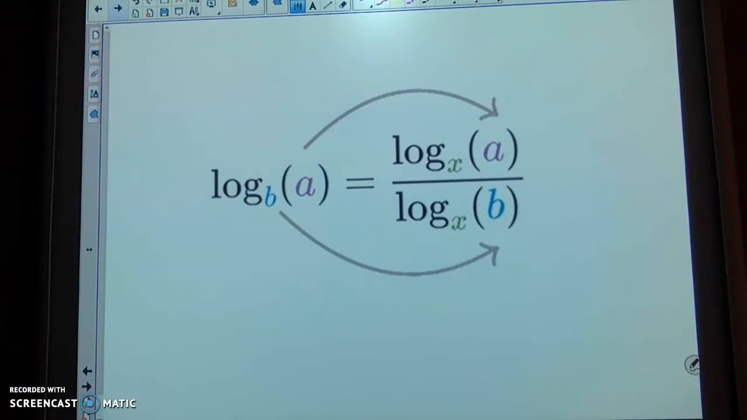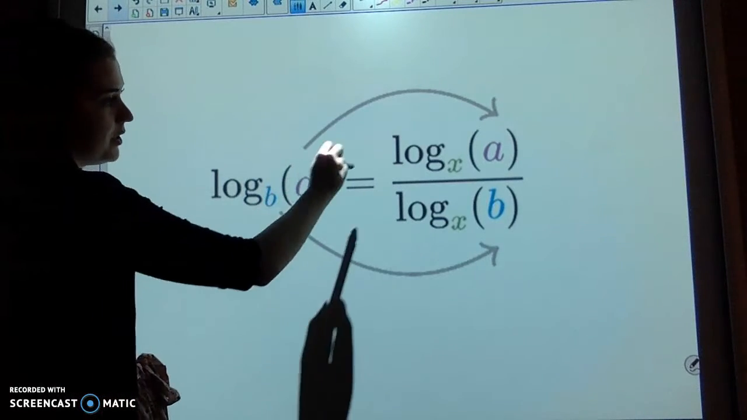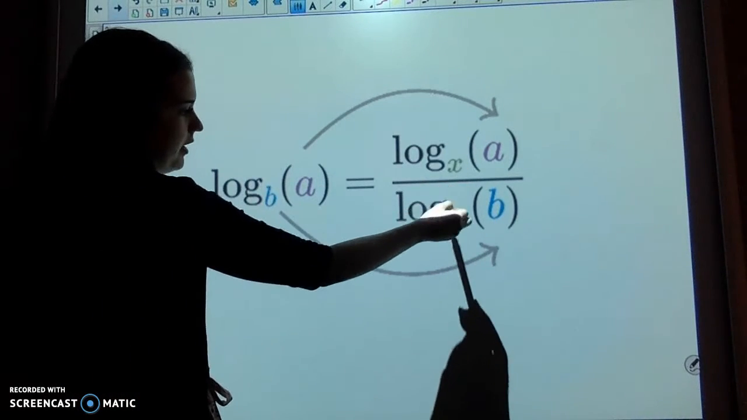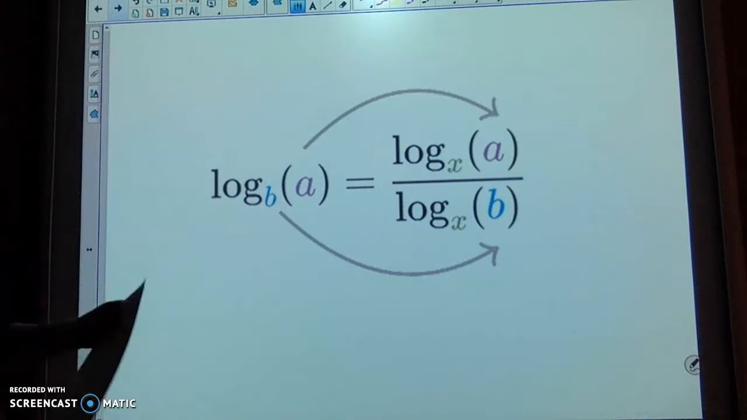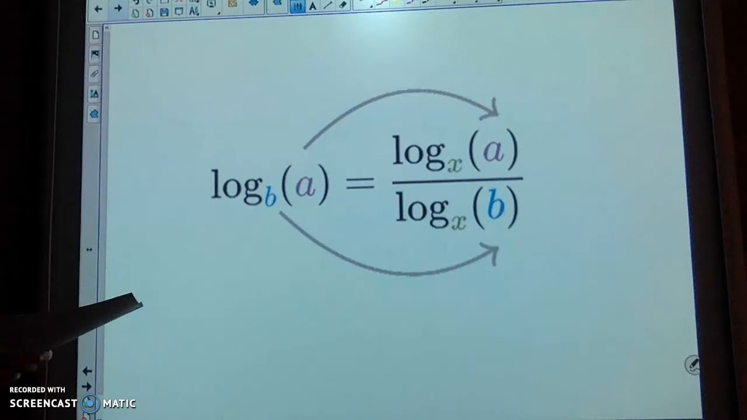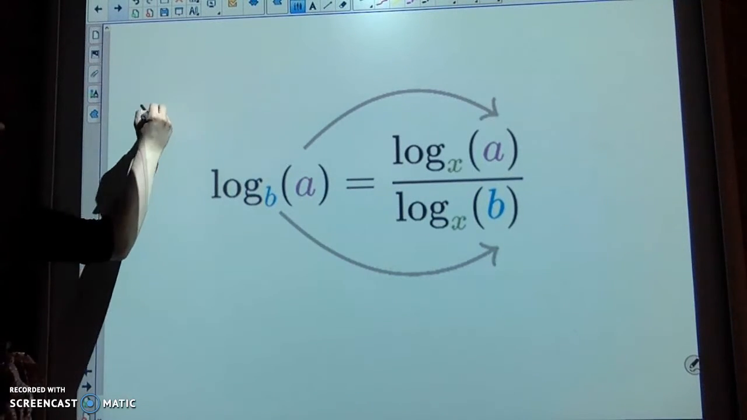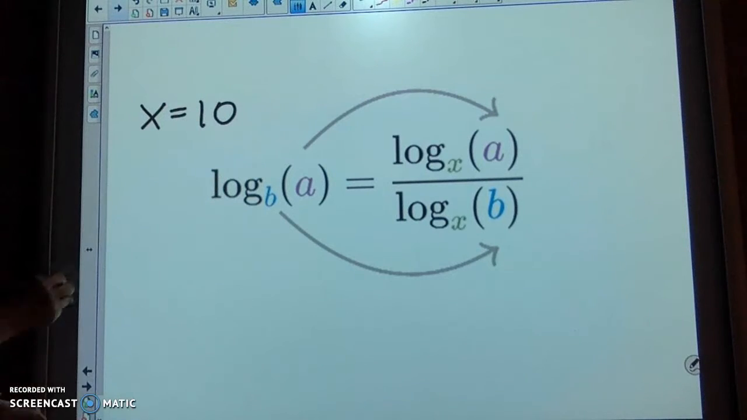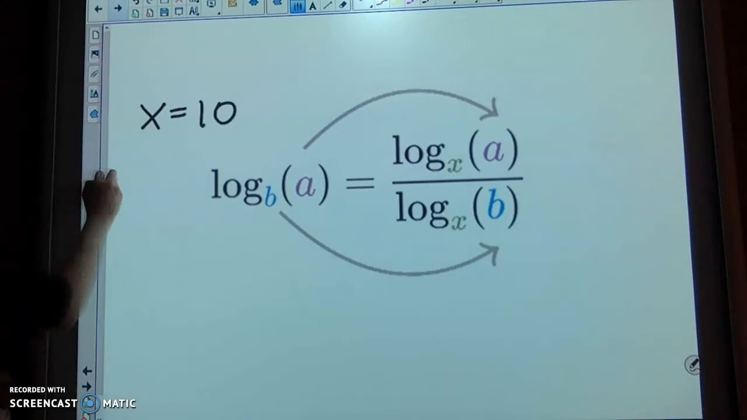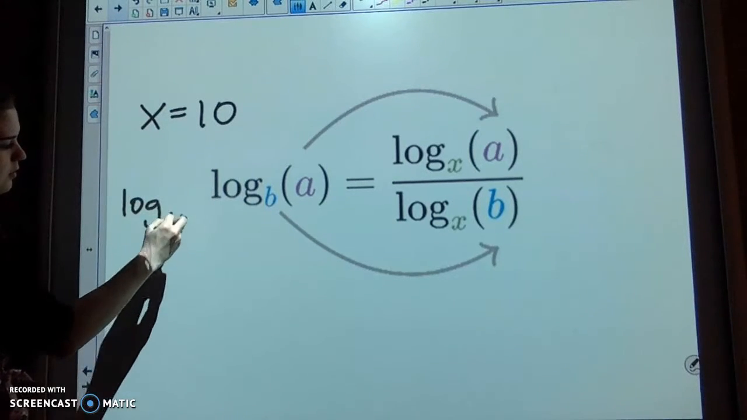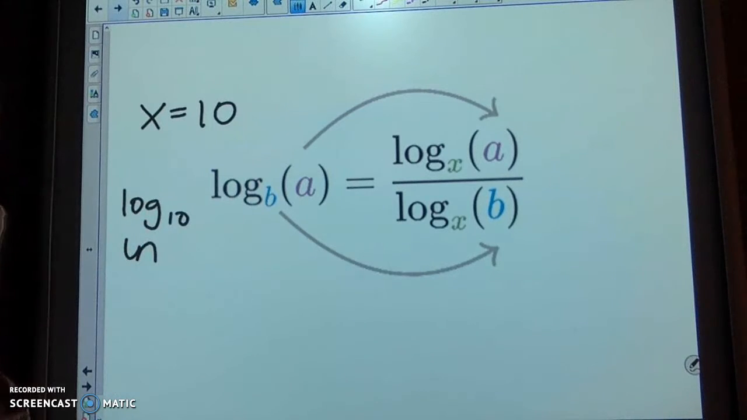We have the change of base formula, which is log base b of a is equal to log base x of a divided by log base x of b. In this case, you're just going to use x is equal to 10. Base 10 is our most common logarithmic form. It's either log base 10 or natural log, ln, that you'll see on calculators.